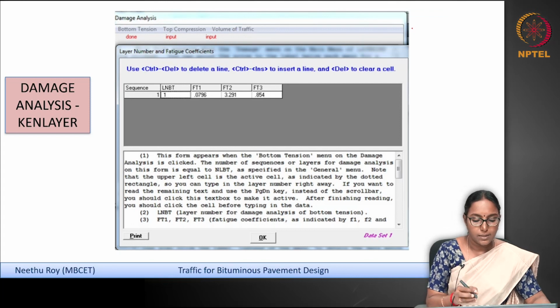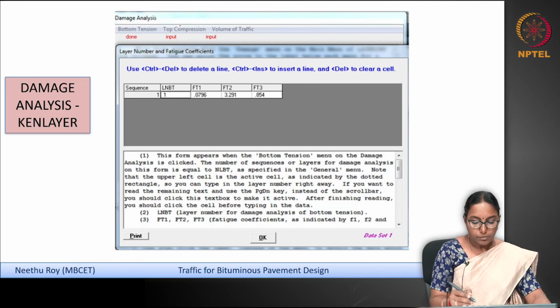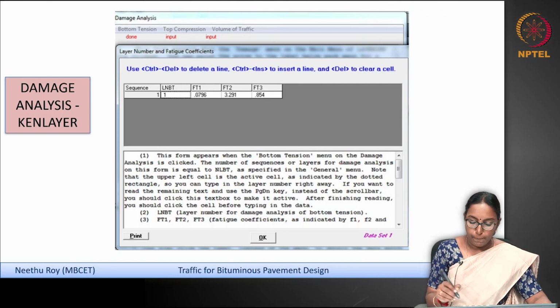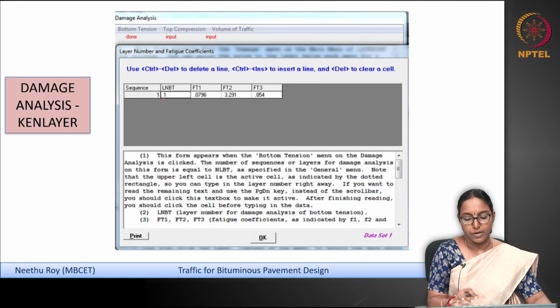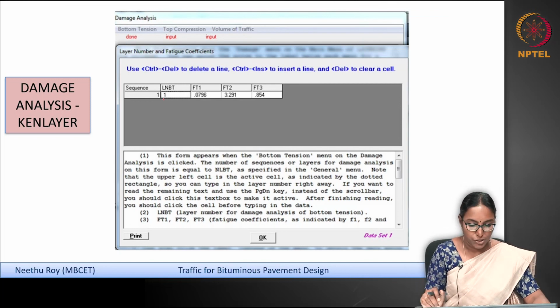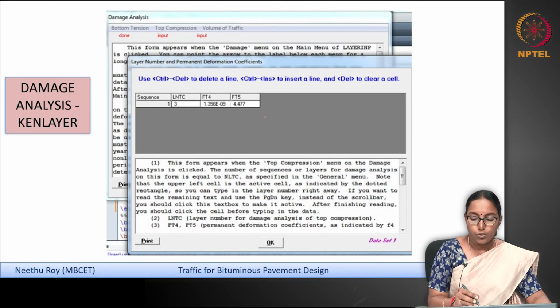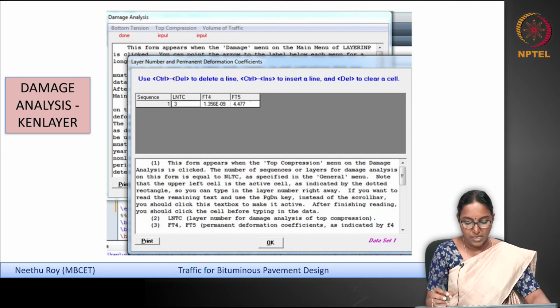You can see that there is a damage analysis tab, wherein you can give FT1, FT2, FT3, the fatigue coefficients, and L and BT is the layer number for which the bottom tension is considered for the fatigue analysis. In this analysis, the Asphalt Institute coefficients are used for FT1, FT2, FT3, which essentially indicate F1, F2, F3 in our fatigue equation. And then this is a rutting equation where the F4 and F5 parameters are given.